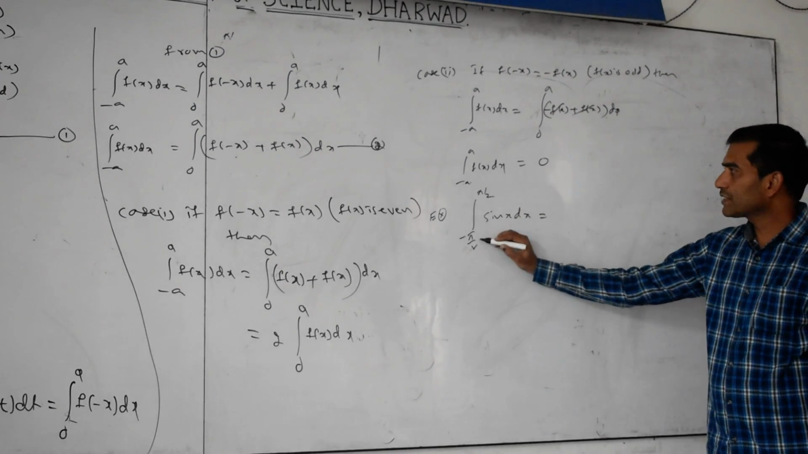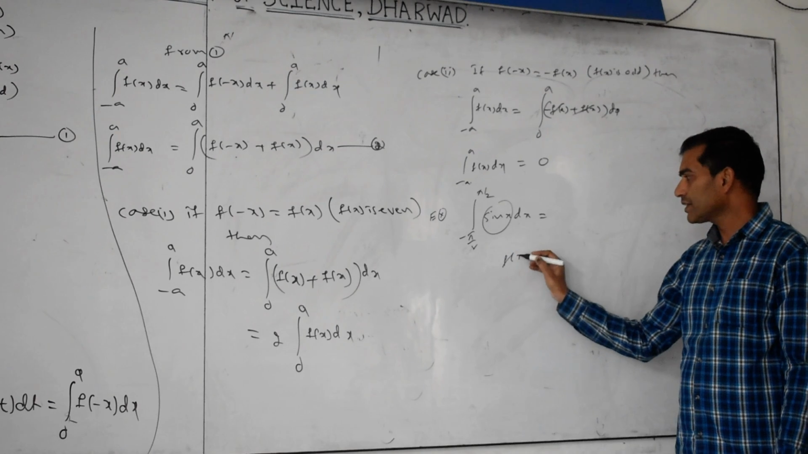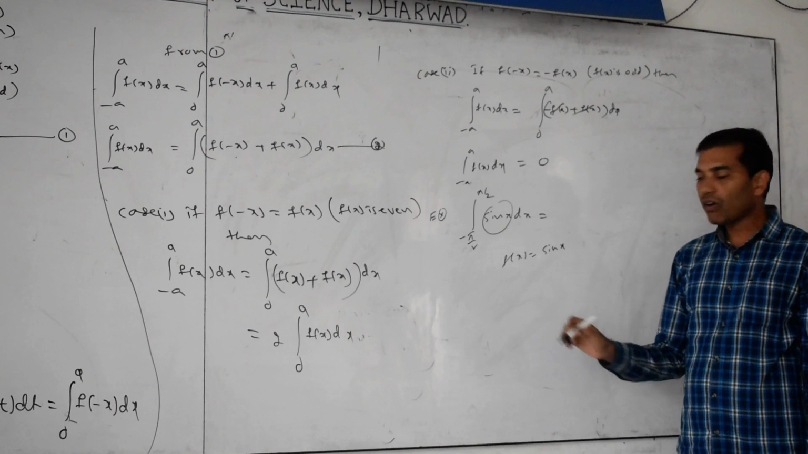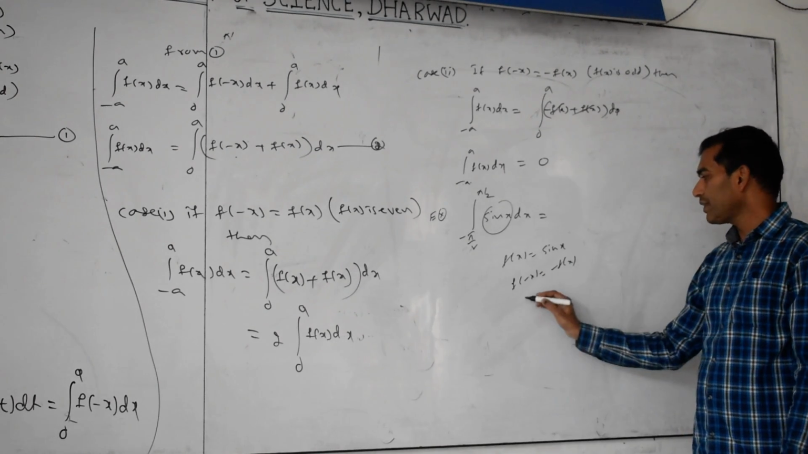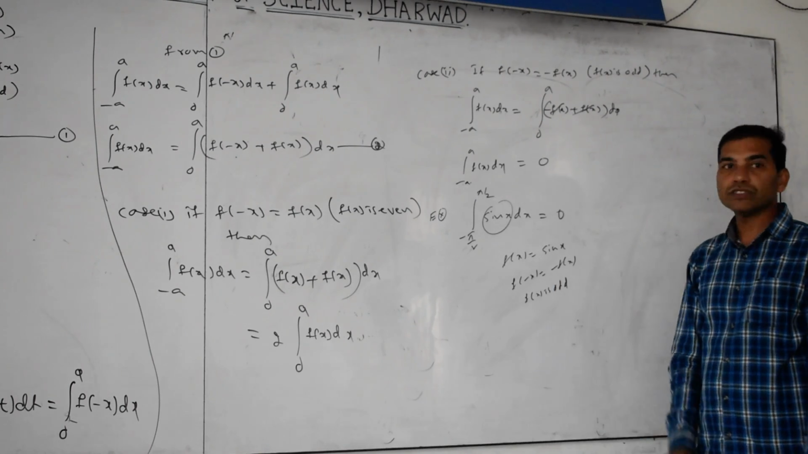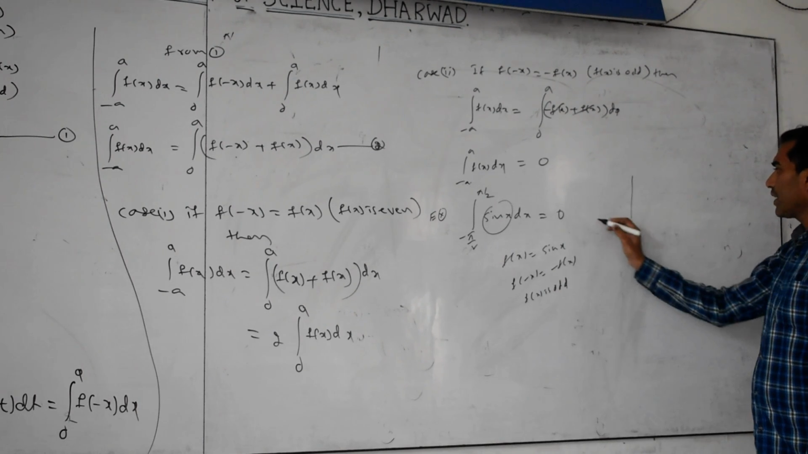Does it contain this formula or not? Yes. What is the f of x here? Sin x. Is f of x, sin x, an odd function or an even function? Odd function. f of minus x is equal to minus f of x. Therefore, f of x is odd. The answer becomes 0. I am going to explain this graphically.